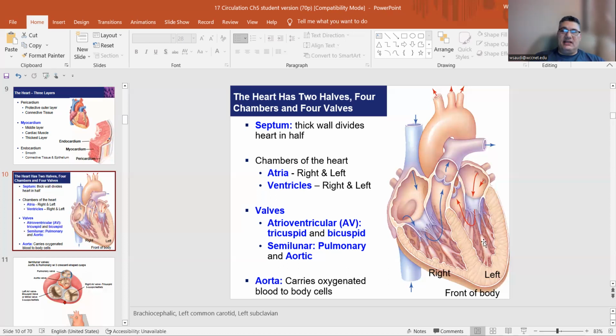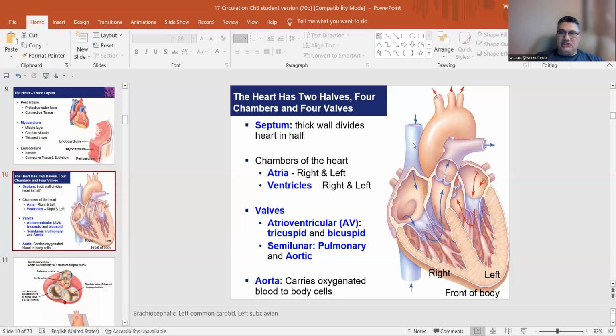Of course, since these are chambers, they are not connected. They are not open to each other. They are separated by something called a septum. So between the right atrium and left atrium, there is a septum, like a wall. We call it the septum. Between the right ventricle and left ventricle, there is a septum. And between atrium and ventricle, there are valves.